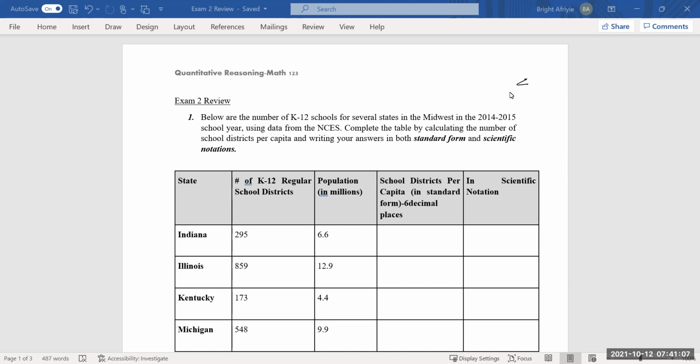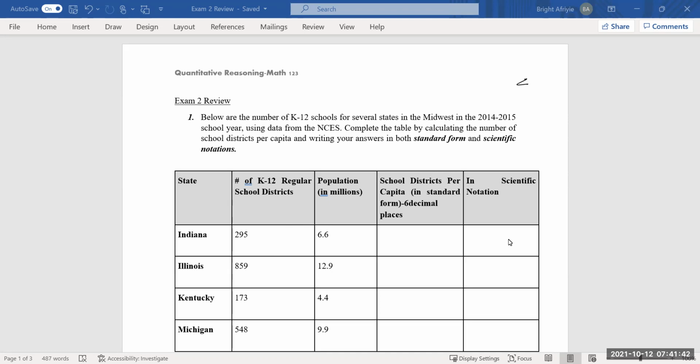With me? All right, so question number 1. It says below are the number of K-12 schools for several states in the Midwest, between 2014 and 2015 school year. Now we want to use this particular data from the NCES to find the standard form. So we're going to write a per capita in standard form and then do that in scientific notation.